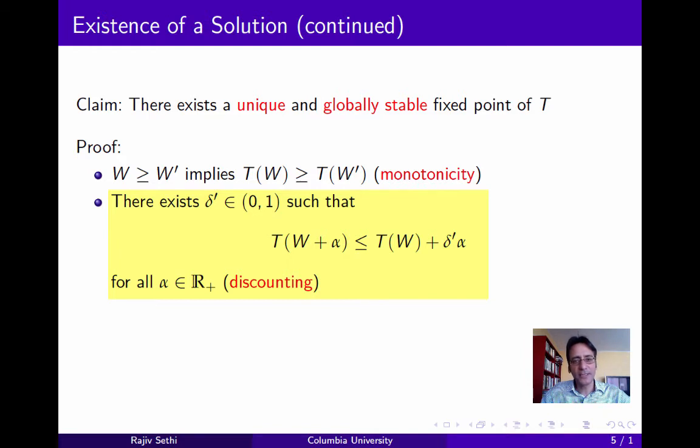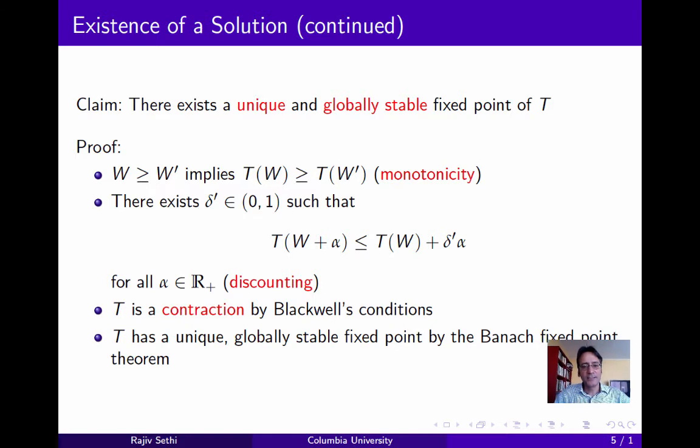And this also can be easily verified. If you set delta prime to be any number larger than or equal to the discount factor delta of our problem, you should be able to see that the discounting condition holds. So T satisfies Blackwell's sufficient conditions for a contraction. And since the set of continuous, bounded, real-valued functions on X is a complete metric space, we can deduce from the Banach fixed-point theorem that T has a unique globally stable fixed point.